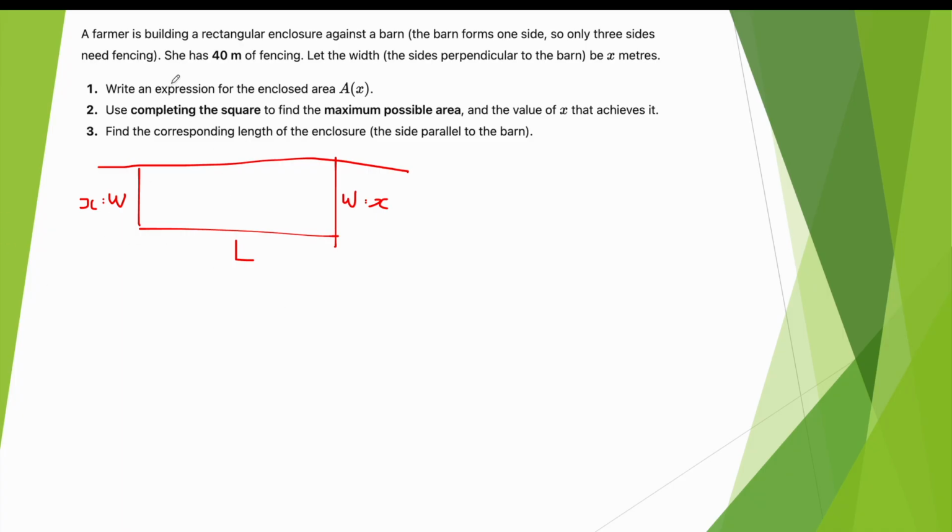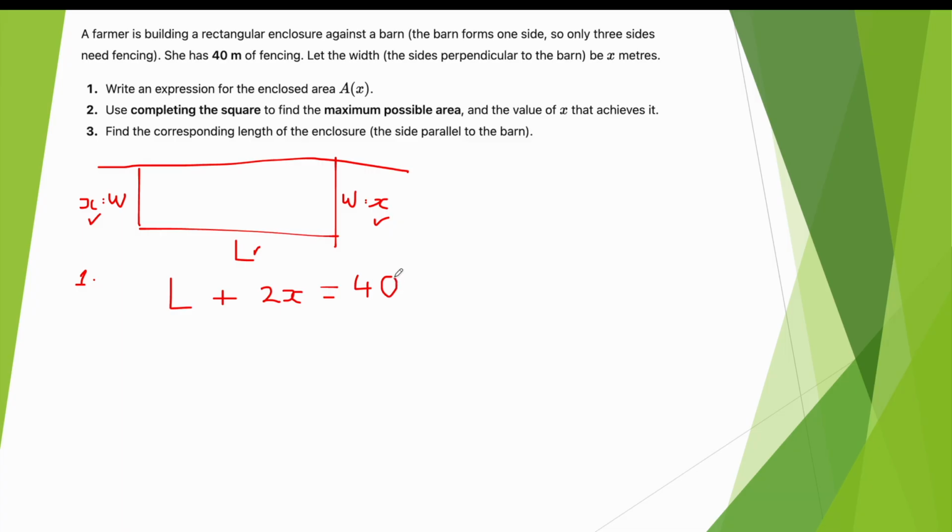Now it wants us to write an expression for the enclosed area. How do we do that? Well, first of all, we have got a couple of equations we can set up. First of all, let's set up the equation to do with the perimeter of this enclosure. So this perimeter is simply going to be the length, which is this side here, plus 2 lots of x's. So it's just length plus 2x. And we know that adds up to 40 meters as per the question.